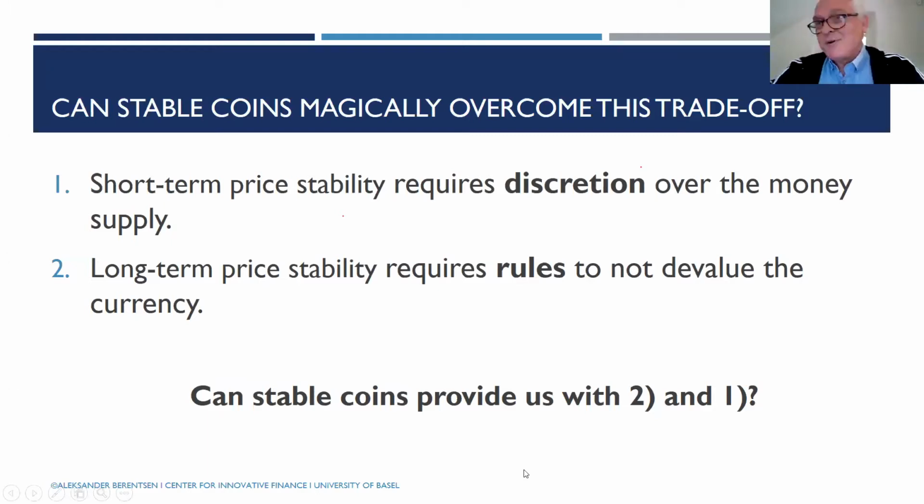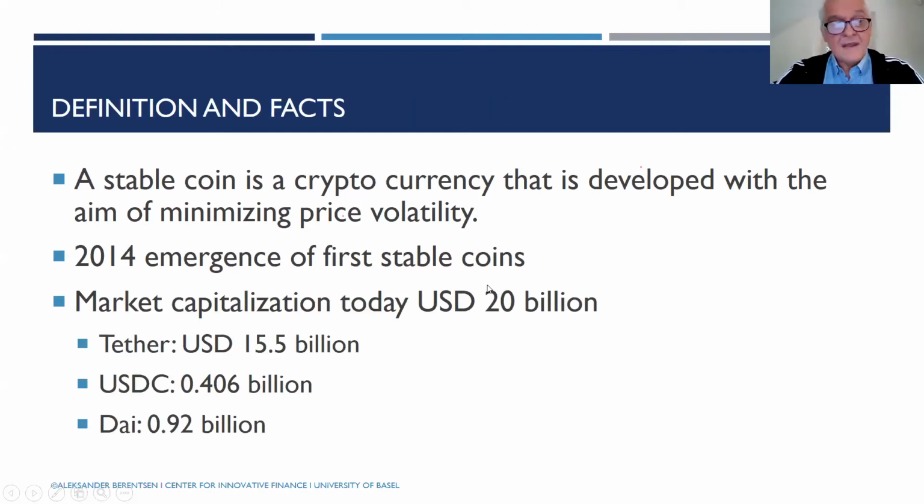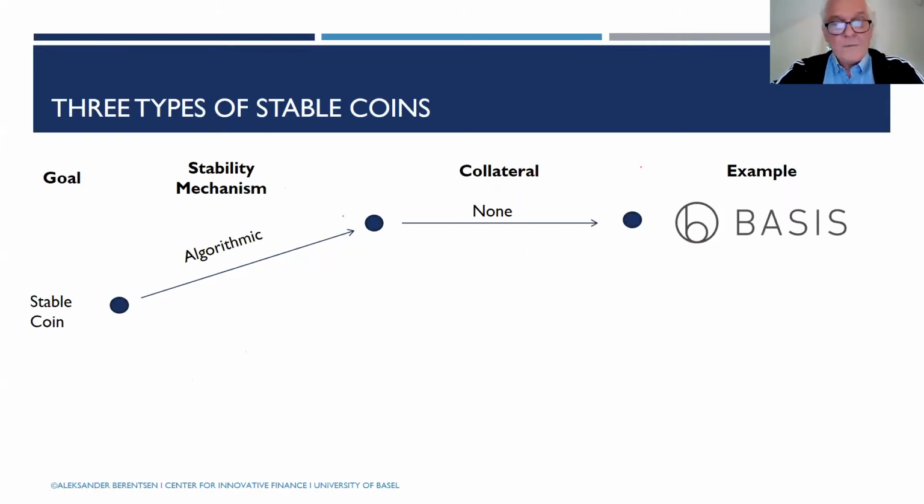I make a small introduction to stablecoins very quickly, because I want to show one thing that is important to me. At the end of the day, what is a stablecoin? It's just a cryptocurrency that is developed with the aim of minimizing price volatility. I go quite quick here, you know them: Tether, USDC, DAI, and so on. The first one emerged in 2014. But what I think is important is this graph here.